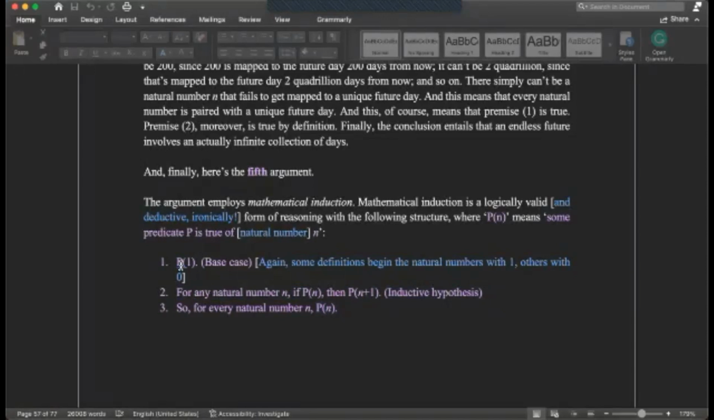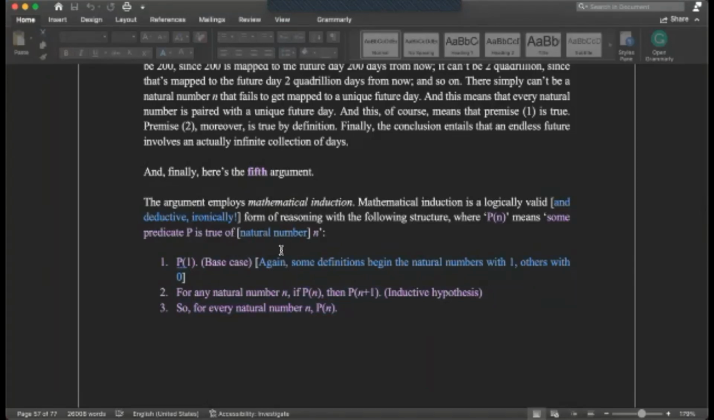I mean, just think about it, right? If predicate P is true of 1, and you know that for any natural number n, if P of n holds, then P of n plus 1 holds, well, you know that P of 1 holds. So you can plug that in here, and you can show that P of 2 holds. And now you know that P of 2 holds, then you can plug that into the antecedent here and show that P of 3 holds. And you know that P of 3 holds because you just concluded that, so you can plug that into here and then show that P of 4 holds, right? It's just repeated applications of modus ponens, right? So what this entails is that for every natural number n, predicate P is true of natural number n.